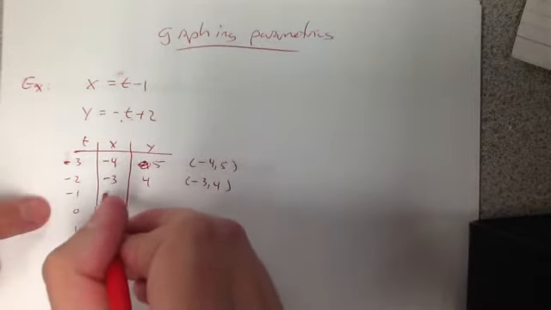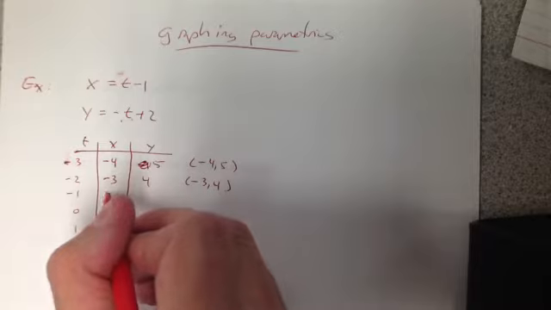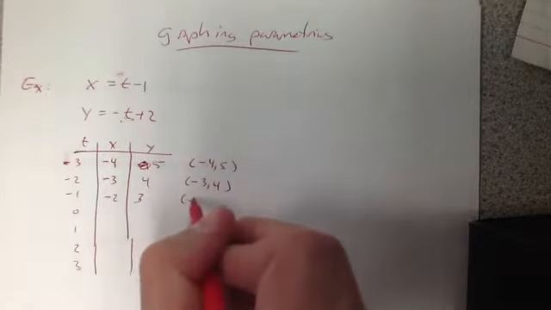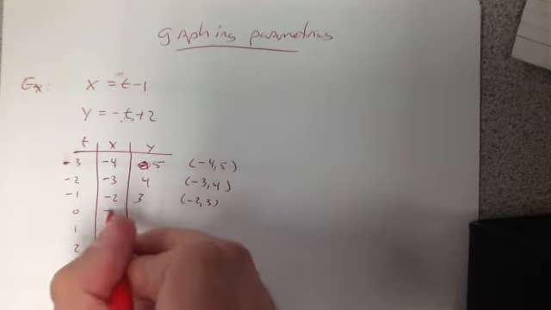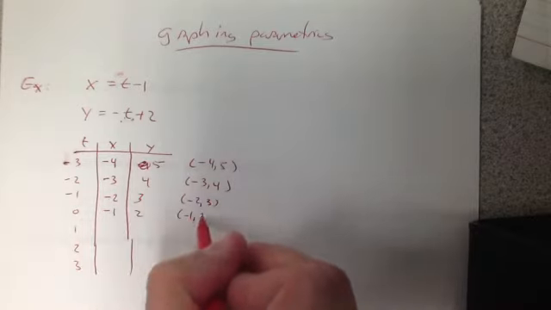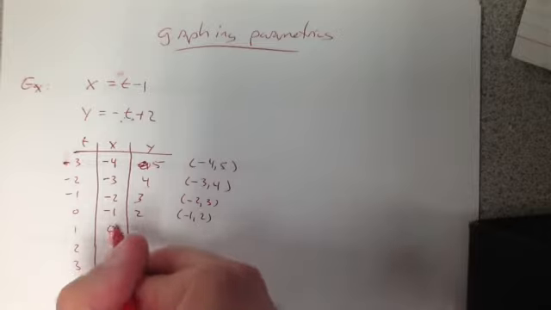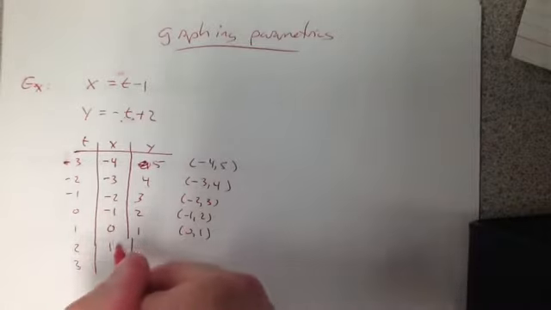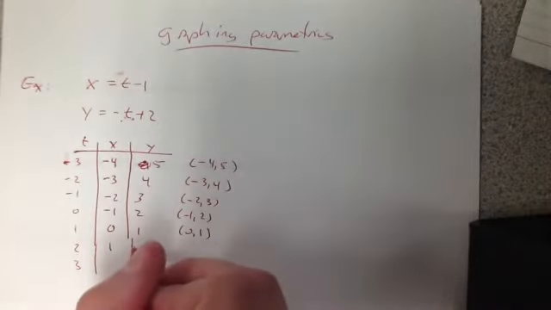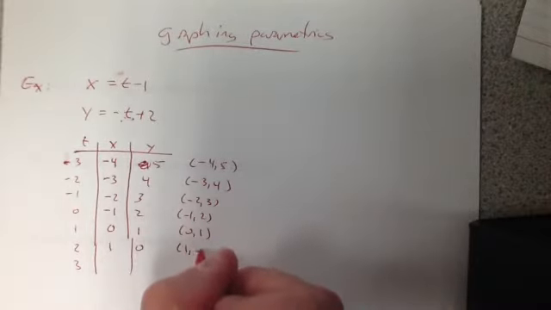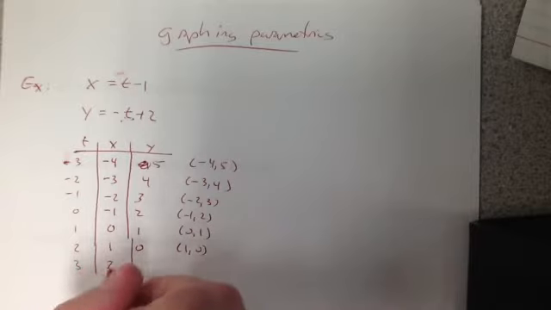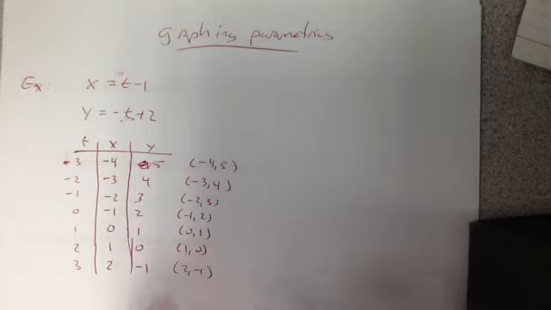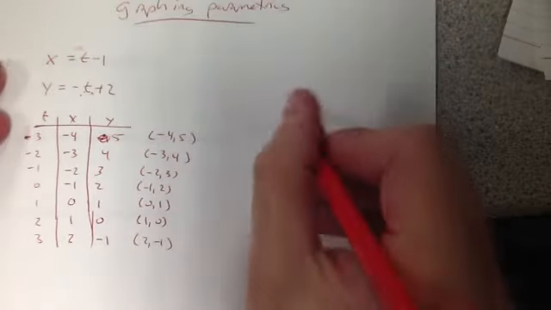Plug in negative 1, we're going to get negative 2. Plug in negative 1 here, becomes 1 plus 2, which is 3. Plug in 0, that's easy, negative 1, 2. Plug in 1, we get 0, 1. Plug in 2, 2 minus 1 is 1. Negative 2 plus 2 is 0. And plug in 3, we're going to get 2, negative 1. And you can verify that if you need to. And all we're going to do now is graph these.